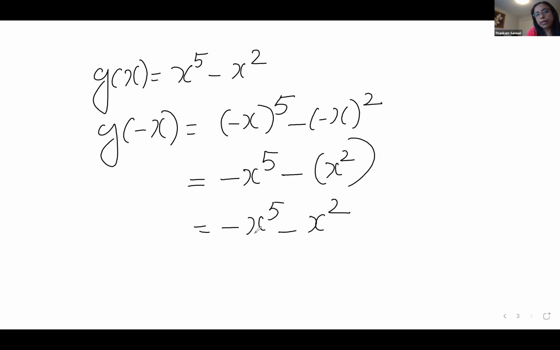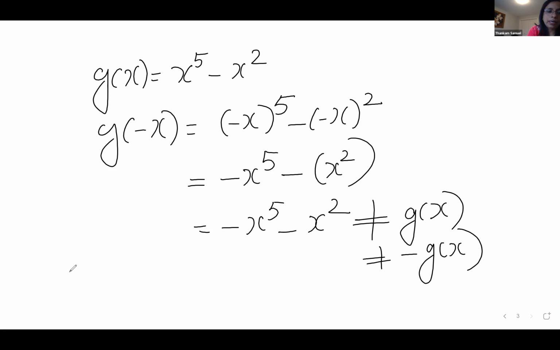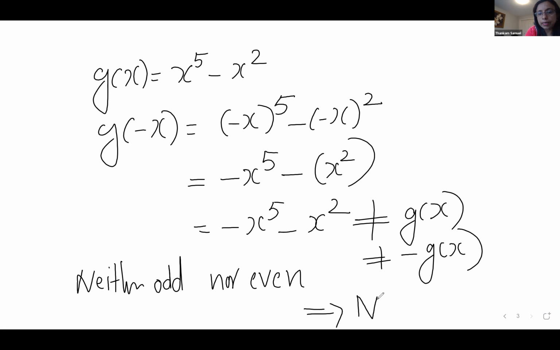So when you compare this function with the original function, you can see that only one of the terms changed the sign and x squared has the same sign. So this is not the same as the original function or the same as the opposite of the function. So we can conclude that this function is neither odd nor even. So it is like neither.